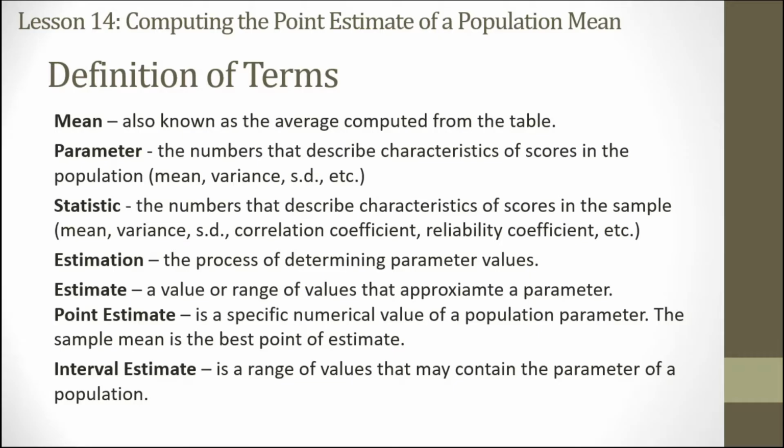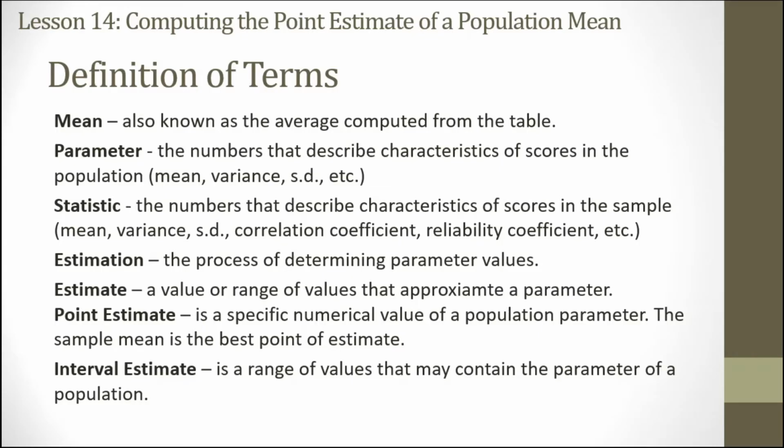Estimation. It is the process of determining parameter values. Estimate. A value or range of values that approximate a parameter. Point estimate is a specific numerical value of a population parameter. The sample mean is the best point of estimate. Interval estimate is a range of values that may contain the parameter of a population.